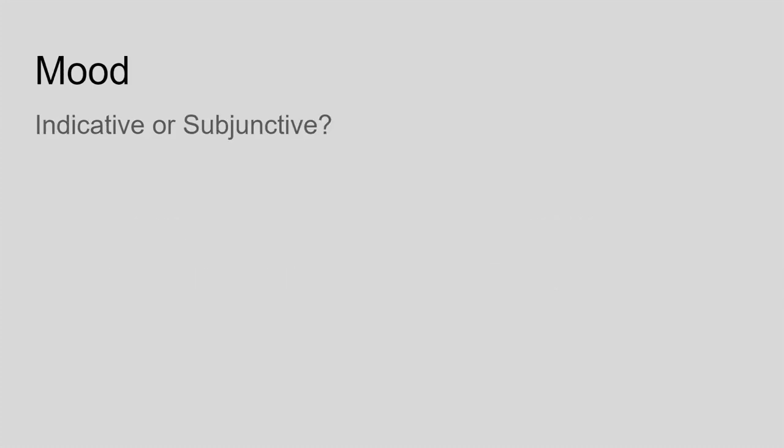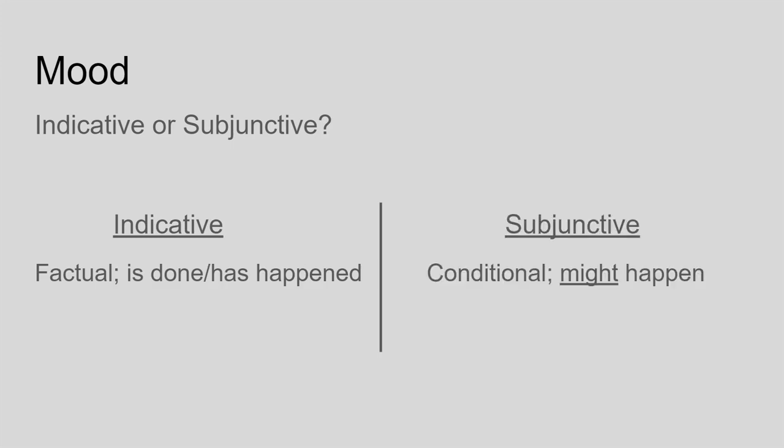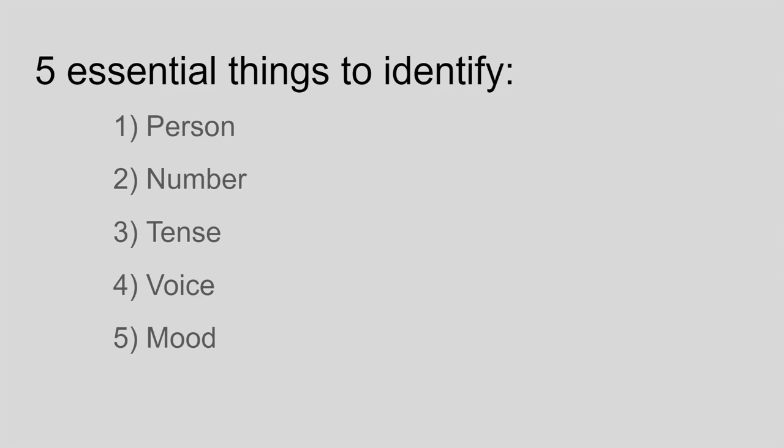The mood of the verb tells me whether it's a fact or a conditional, meaning indicative or subjunctive. An indicative tells me that something has happened or is happening or will happen in the future for sure. A subjunctive is something that might happen. And that's the 5 essential things you need to know about a verb to translate it.